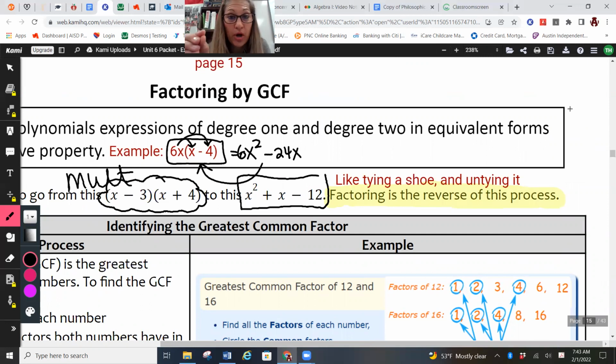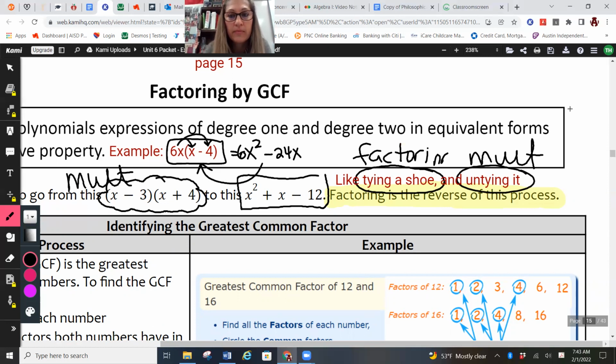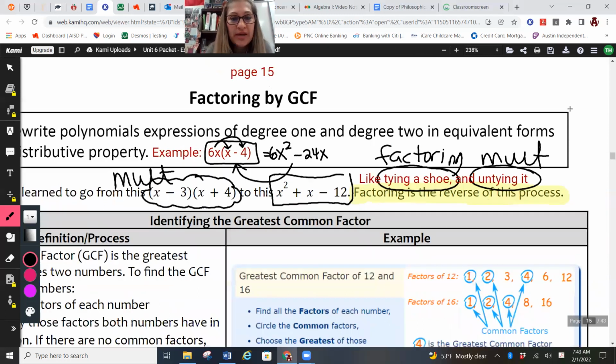Okay, what's the easy part? Well, untying your shoe is easy. That's called multiplication. The part that's a little more challenging, that takes a little more time to learn how to do, is tying a shoe. That's like factoring. So maybe you can understand that tying a shoe is like factoring, and untying a shoe is like multiplying. So let's see what this looks like.